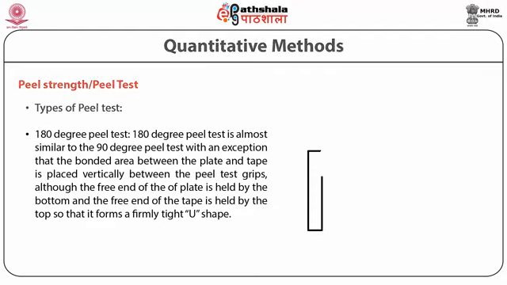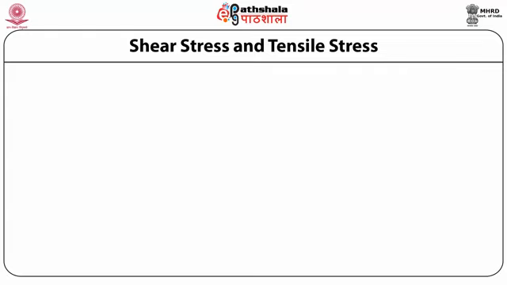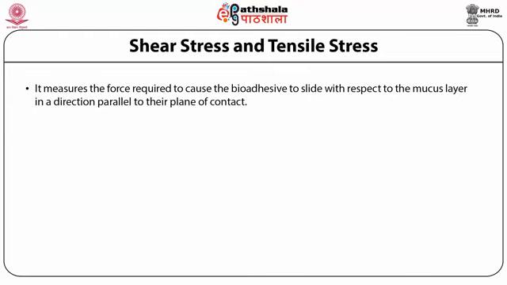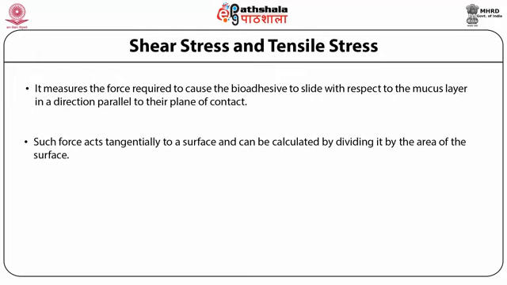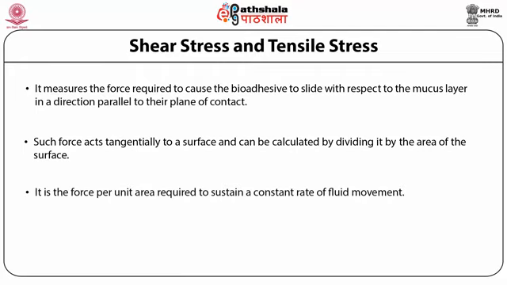is being tested. The next mucoadhesion technique usually relies upon the premise of measuring the shear stress and the tensile stress of the formulations. It measures the force required to cause the bioadhesive to slide with respect to the mucus layer in a direction parallel to their plane of contact. Such forces act tangentially to a surface and can be calculated by dividing the force by the area of the surface. It is the force per unit area required to sustain a constant rate of fluid movement.